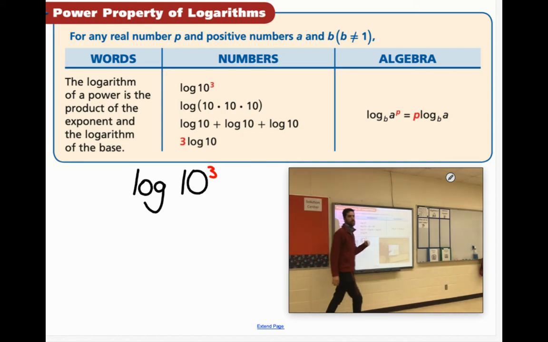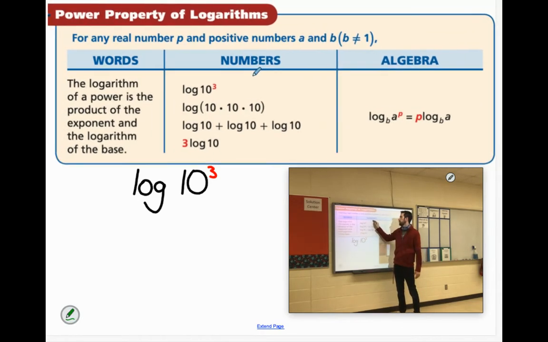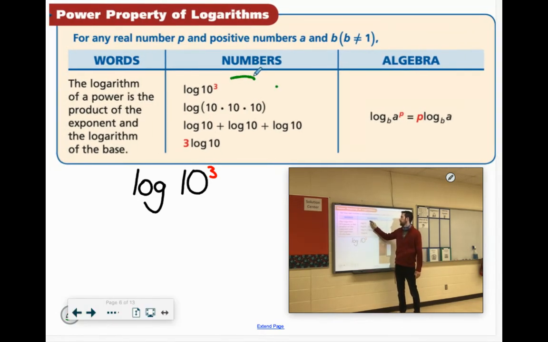All right, so here's a nice, helpful little property. It says that when you have an exponent, like log base 10 of 10 to the third, you could take that third power and kick it to the front. So it'd be 3 times the logarithm of 10.